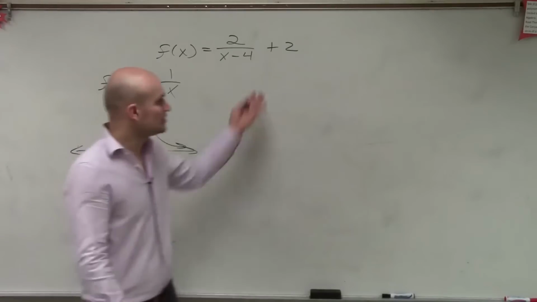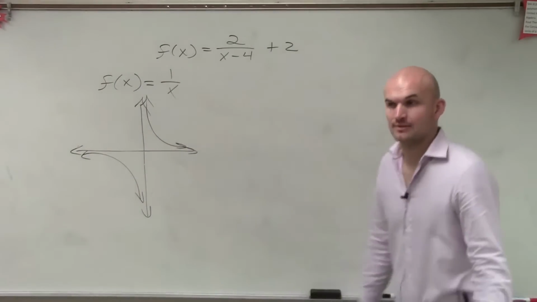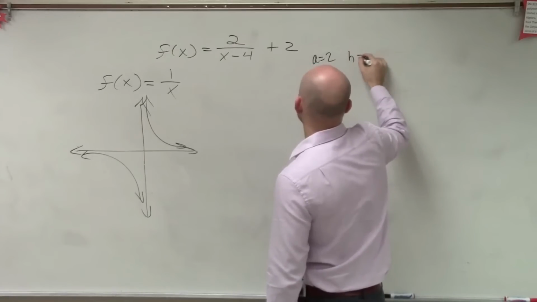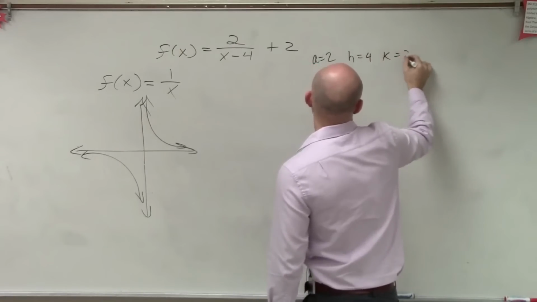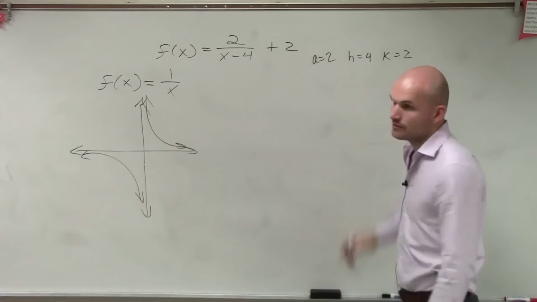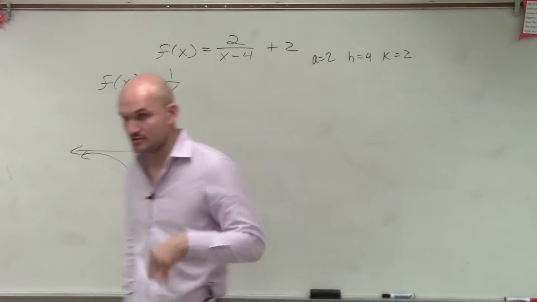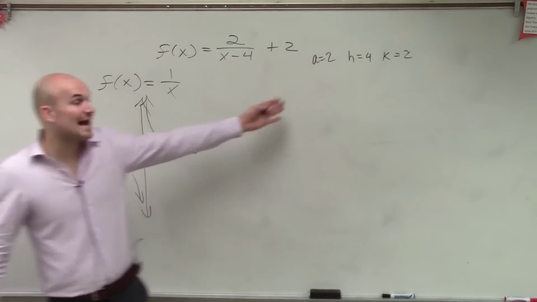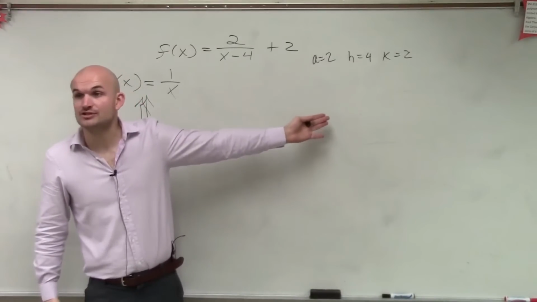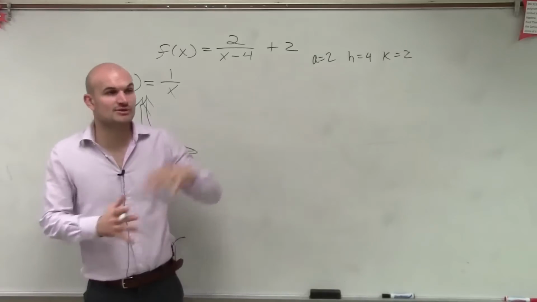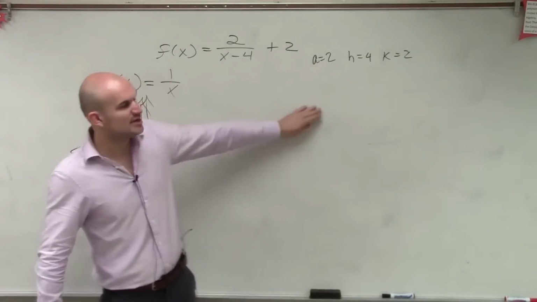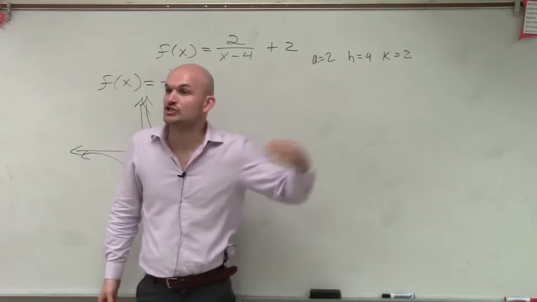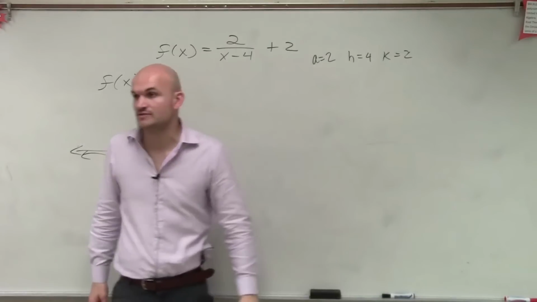OK? Now we look at our transformation and say, all right, what's happening? We now have a equals 2, h equals 4, and k equals 2. Remember, it's the opposite of h, so h equals 4. So what does that tell us? Well, a is going to tell us we're going to have a stretch, or I'm sorry, compression, or it's going to be stretched vertically, compressed horizontally. Either way, we'll show you how to evaluate for that. Then h is going to tell us we're going to shift right 4, and k tells us we're going to shift up 2.